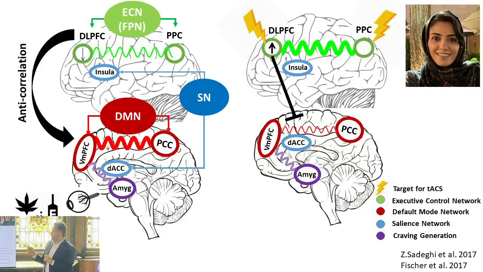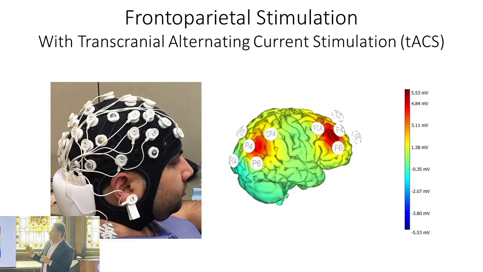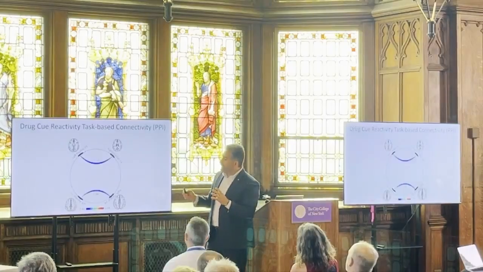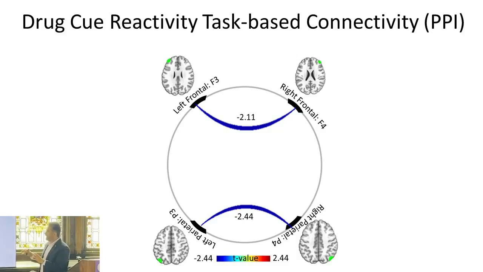a frontoparietal network or executive control network. We are at a neuromodulation conference, and people are discussing a lot about frontoparietal synchronization using tACS and things like that. So this is the way that we target the frontoparietal network. We started by putting the electrodes on F3 and F4, and then putting the parietal electrodes over P3 and P4, trying to engage the frontoparietal network.